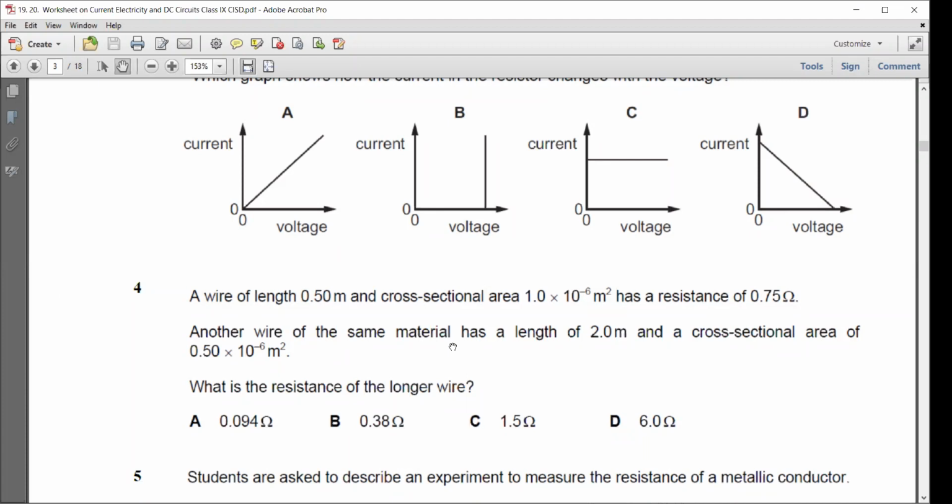Is it clear? Okay, I am repeating that our formula was this one. Look, we have this formula: R equals rho L by A, right?